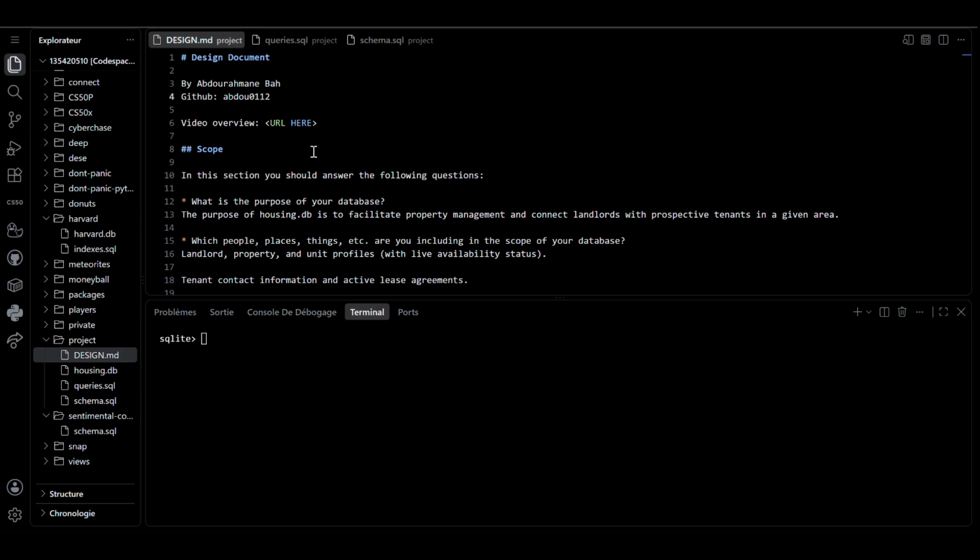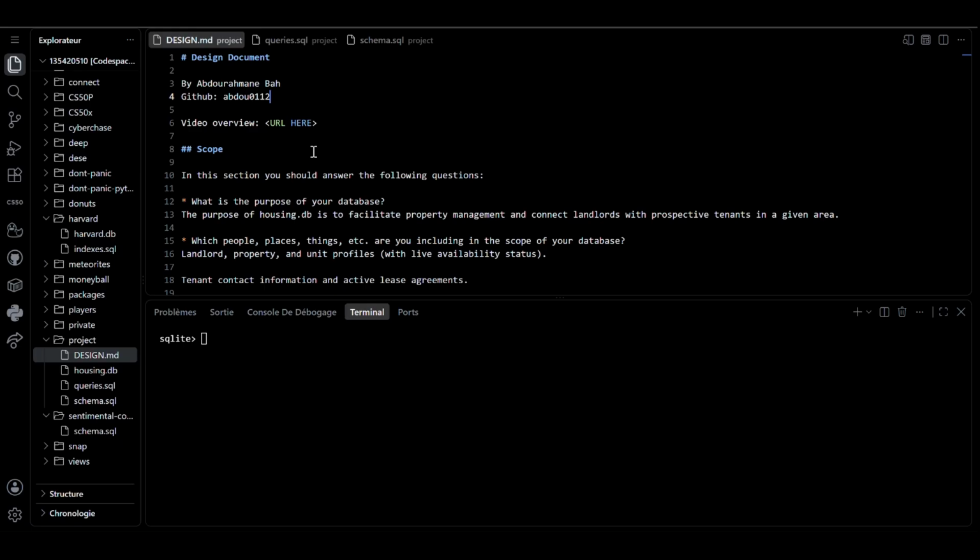So just as described by the final project page, this is supposed to be the climax of the course. The idea I was trying to implement here is a database called housing, whose goal is to facilitate property management and connect landlords with prospective tenants in a given area. So that's the general idea.